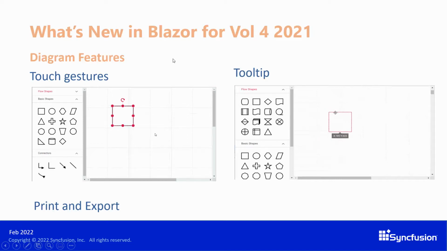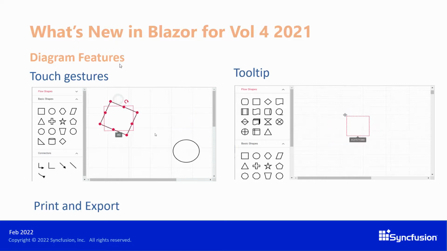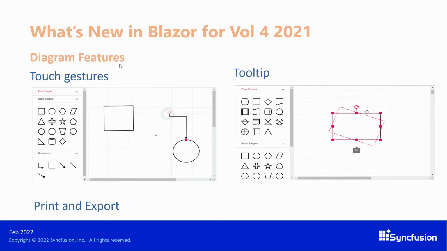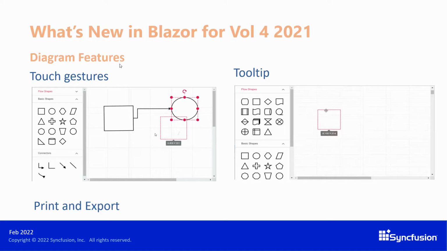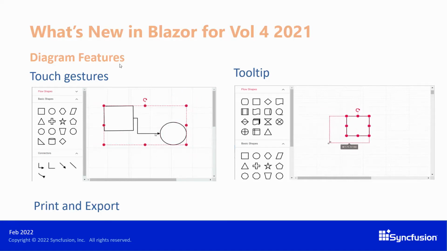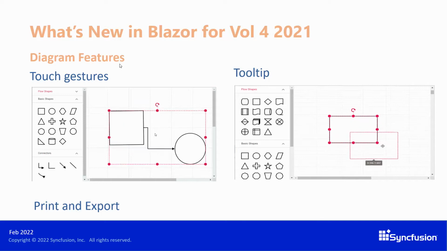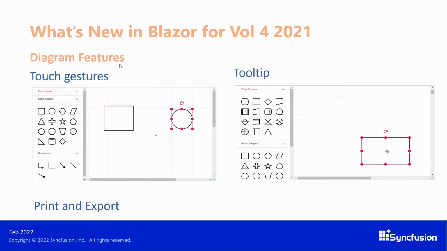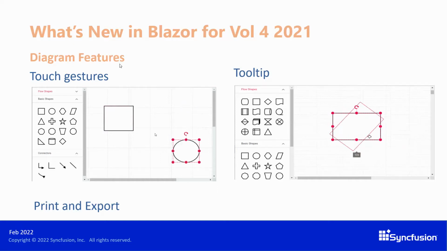Next, moving on to the features that are added to the diagram component in this Volume 4 2021 release. Touch gestures have been added to the diagram component. This is nothing but whatever interactions you perform with the diagram component. I mean, you can perform selection, dragging, resizing, or even rotate the diagram objects. All these interactions you can perform using touch gestures like tap, double tap, or pinch. And tooltip support has also been added.